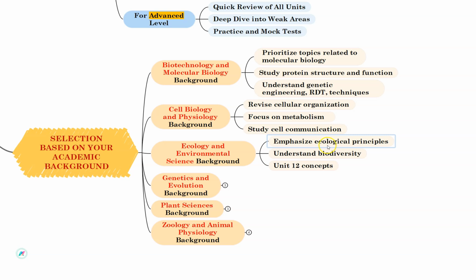Emphasize on ecological principles such as the ecosystem, food webs, nutrient cycles, etc. Understand biodiversity, conservation and ecological interactions. And all the Unit 12 concepts, you can also review the topics on environmental pollution and what are the impacts on ecosystem, etc.